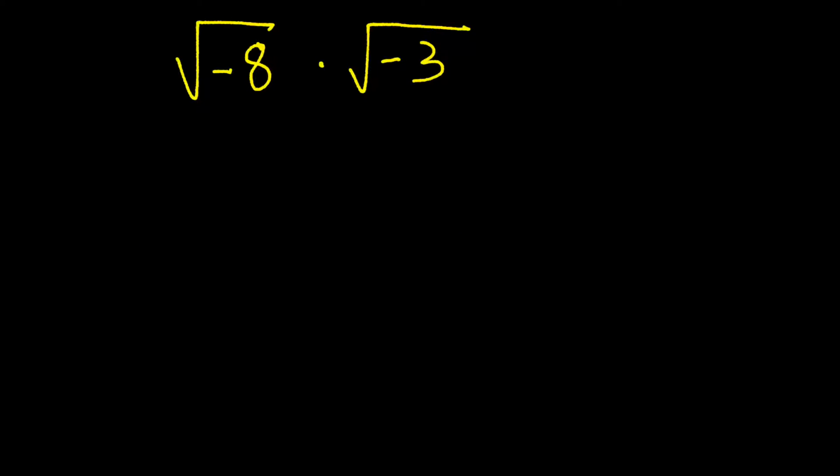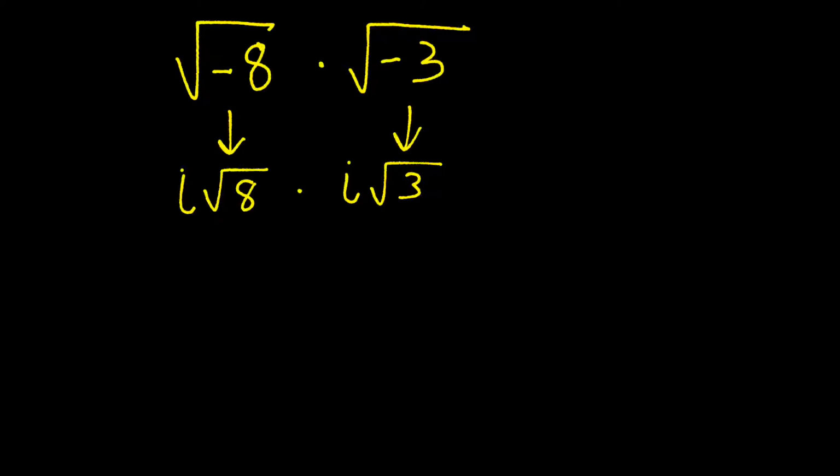Alright, once again, we have square root problems with negative numbers underneath. So just like before, we want to take out the negative and put the I in front of the radical. So the square root of -8 becomes I times the square root of 8. And the square root of -3 becomes I times the square root of 3.